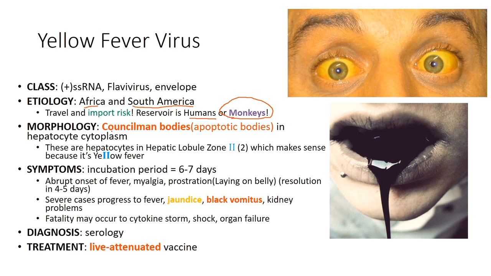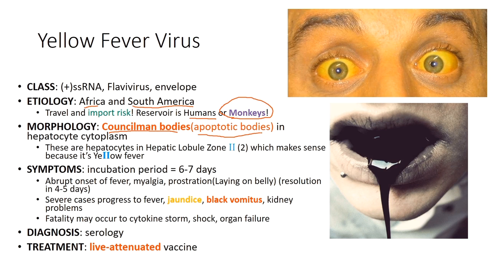So for morphology, some things that you would be looking for as far as the liver, you're going to see Councilman bodies, pretty much our apoptotic bodies. We're going to get to another infection that leads to the opposite of this, but yellow fever pretty much leads to death of your cells via the apoptotic pathway, not necrosis, but apoptosis.